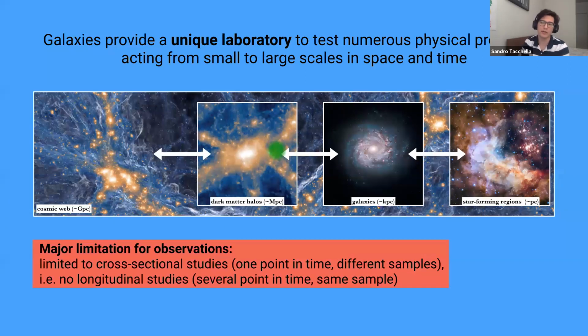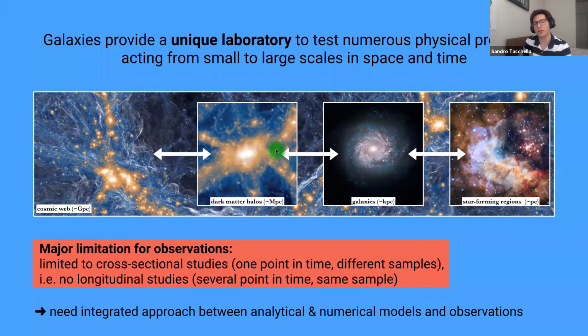And so it's really difficult, or basically impossible, for galaxies to do longitudinal studies where we can look at one individual object and how it evolves through cosmic time. So this is a limitation that comes from observations. And that's why I'm also very much in favor of having this integrated approach where we use analytical and numerical models at the same time as observations to really learn about the physics of galaxies.